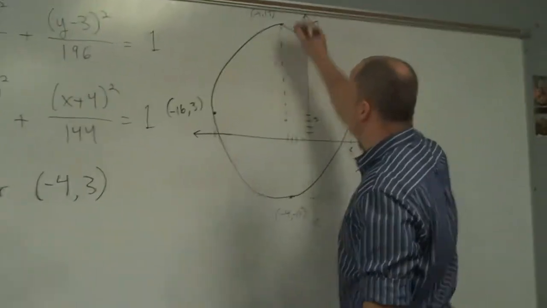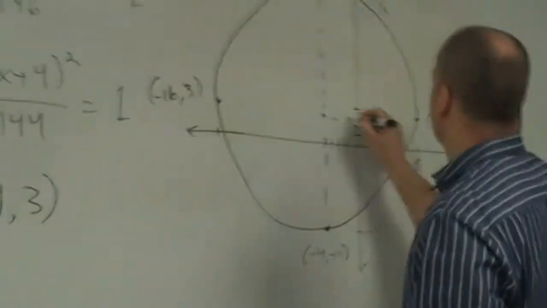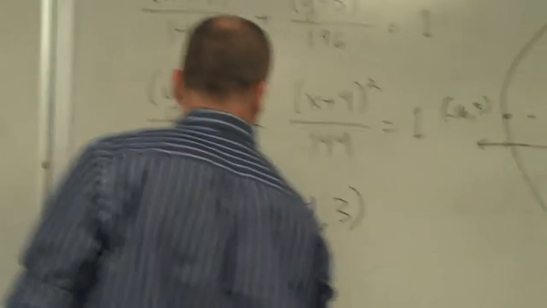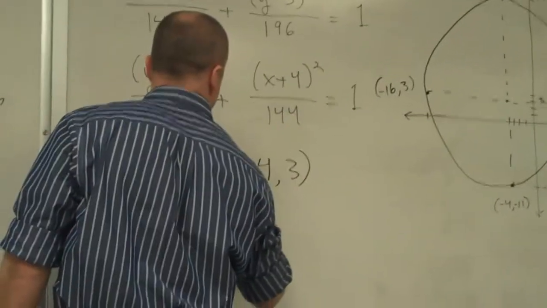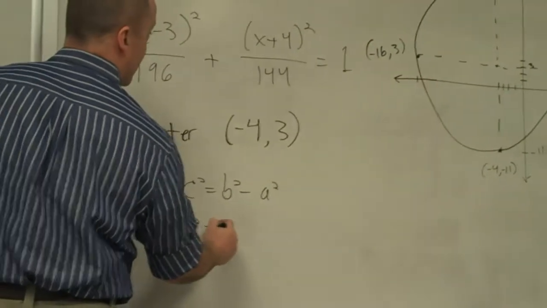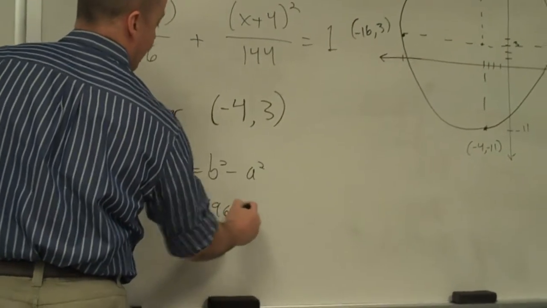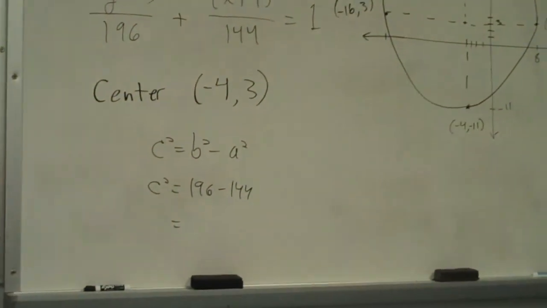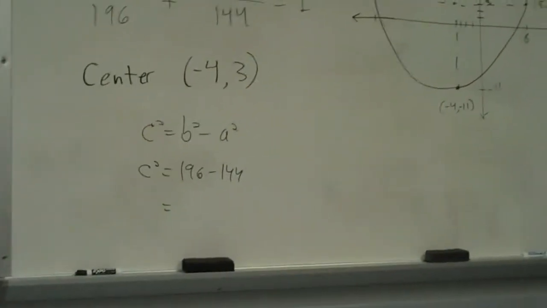Major axis, minor axis. Now let's find the foci. If I call this A and this B, the foci will be c squared equals b squared minus a squared. So c squared is going to equal 196 minus 144, which equals something. It's not a Pythagorean triple. 52.